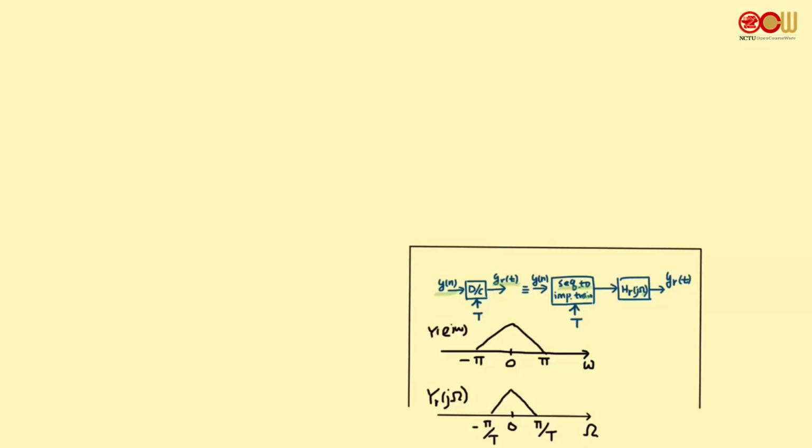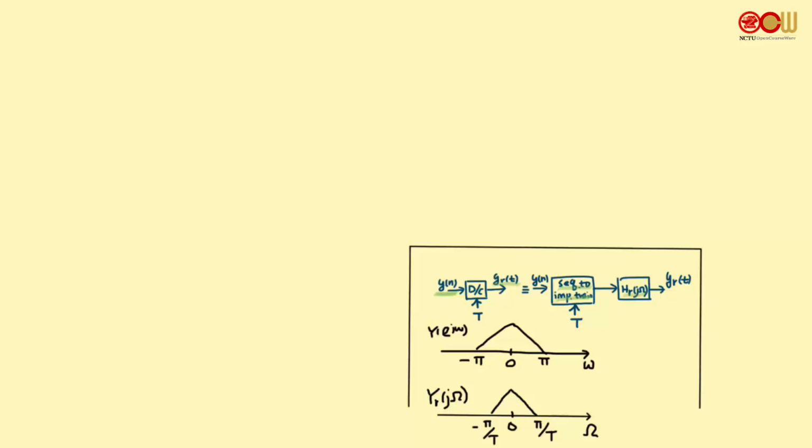Earlier we talked about an ideal D2C converter. It converts a discrete time sequence y[n] to a continuous time signal y_r(t). The ideal D2C converter can be viewed as having two parts. The first part is a sequence to impulse train, and the second part is an ideal low-pass filter, H_r.